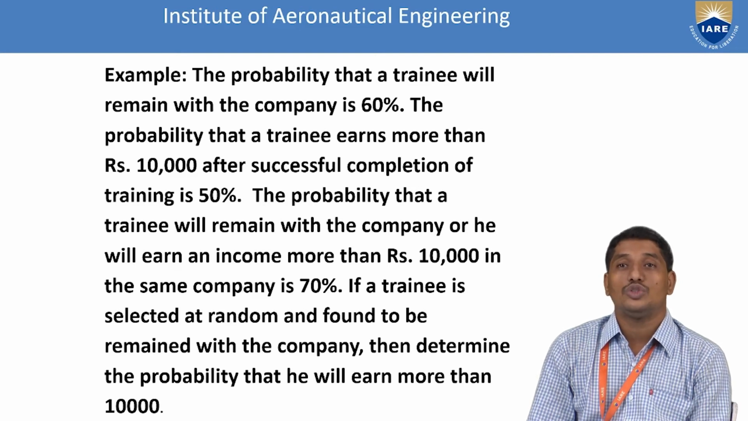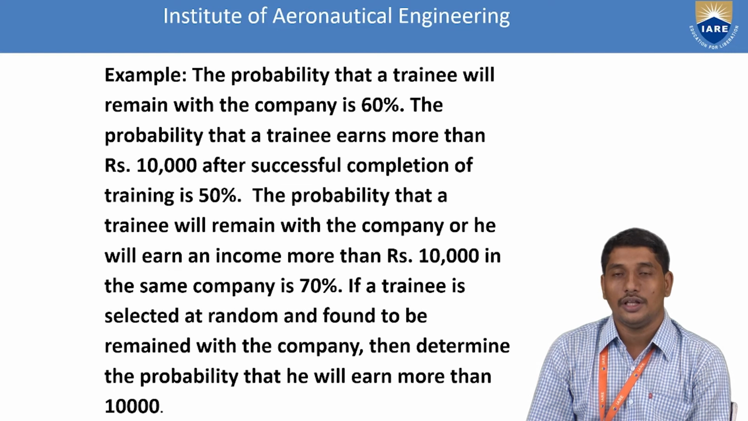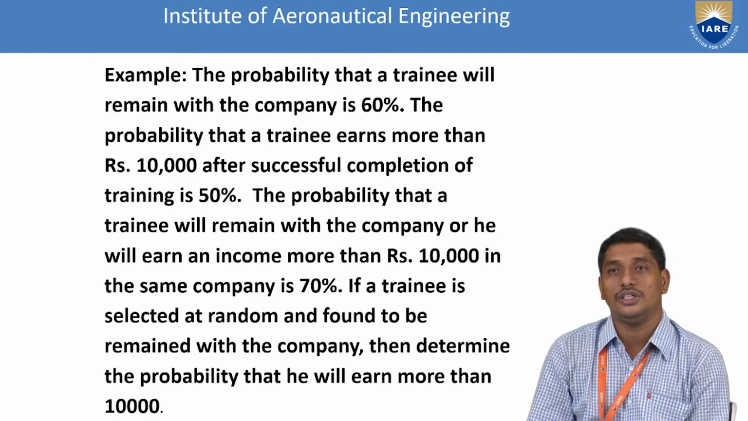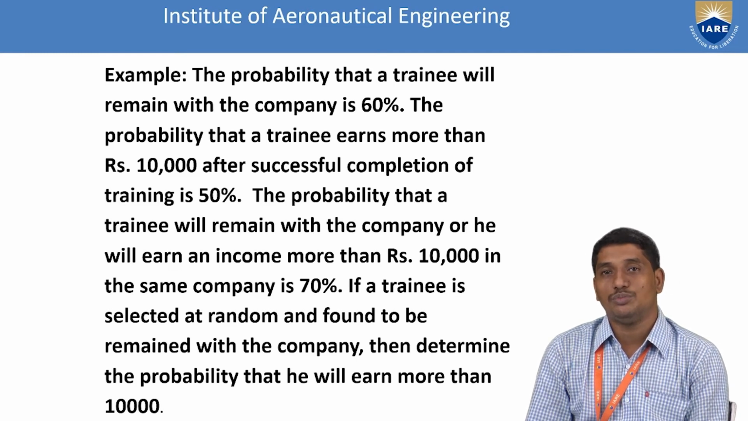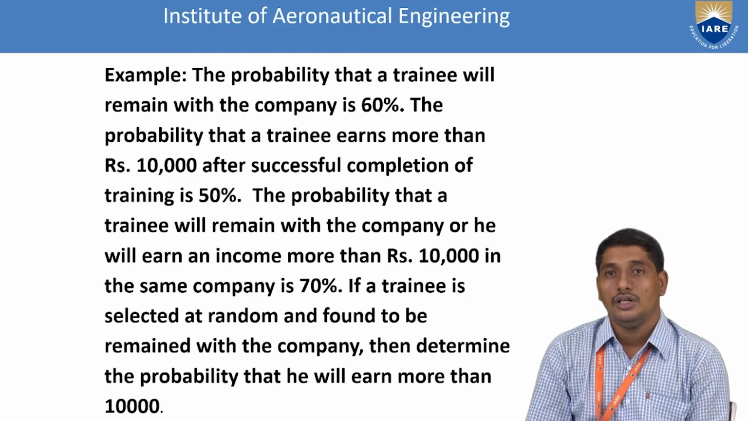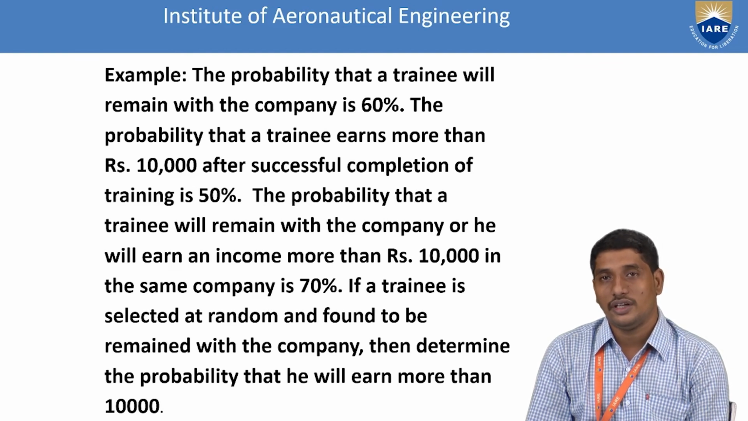So, in this question, the probability that a trainee will remain with the company means a person is selected to a company, and after undergoing training, he may leave the company or he may continue with the company. The probability that he may remain with the company is 60% even after training. And the probability that a trainee earns more than 10,000 after successful completion of training is 50%. That means among every two successfully completed trainees, only one will be able to earn more than 10,000.